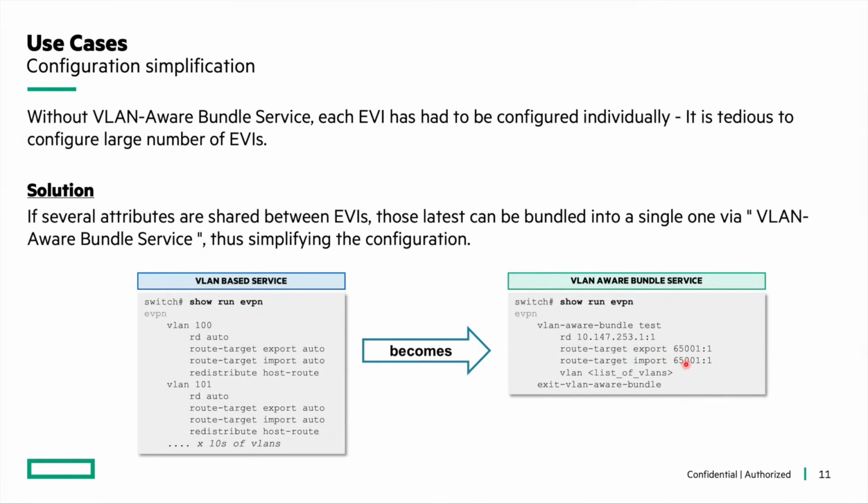The second use case is focused on configuration simplification. Using the VLAN-based service, we need to declare each EVI individually, so each VLAN with its route target, route distinguisher, and options. When we have dozens of services to declare, the task can be very tedious, and the readability of the configuration can be difficult as well. Now, with VLAN-aware Bundle Service, we can group several VLANs into the same bundle, so into the same EVI. This allows configuring the route distinguisher, route target, and options only once for the whole group, and simplifies the configuration and the readability.